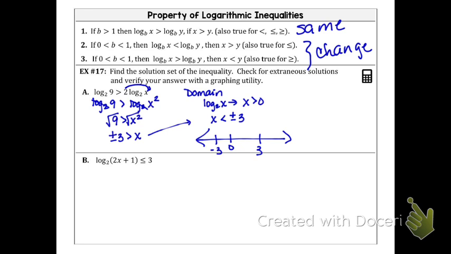All right, the first one says x has to be greater than 0, so it's going to be all those numbers. Then I have x is less than 3, which is all of these, and I have x is less than negative 3, which is all of these.